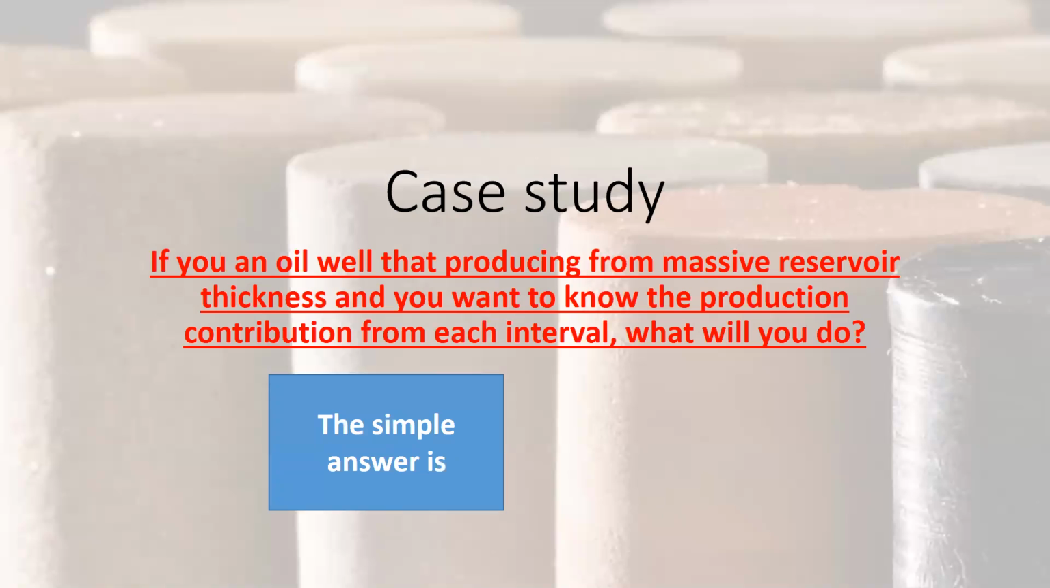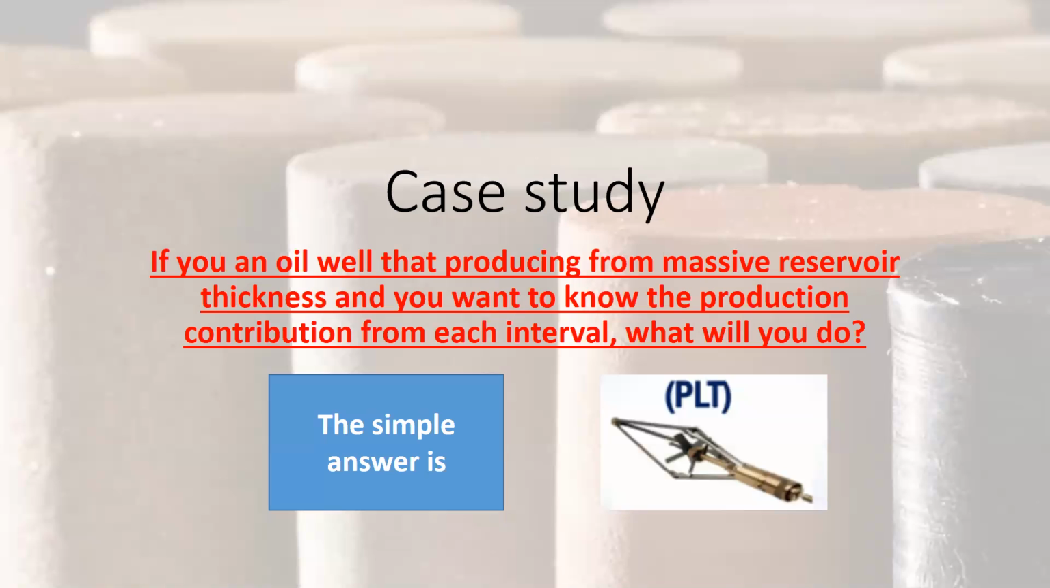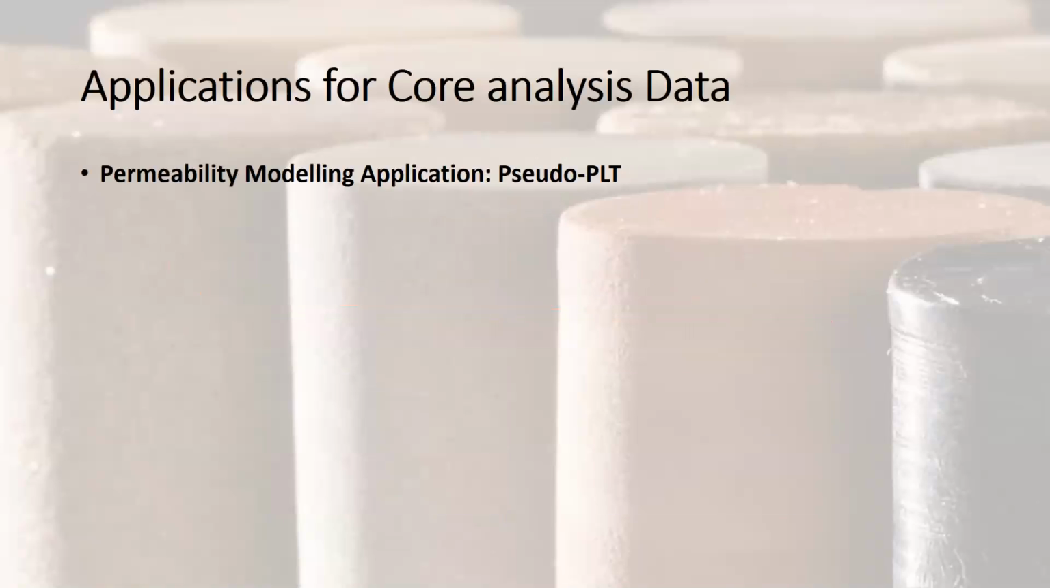All the petroleum professionals can answer this question. The simple answer is using a PLT, okay? But in some cases, we cannot run a PLT. Like we have a dead well, that means it can't produce naturally, okay? So in this case, we have complications to run a PLT. But the surprise is that if we have a core from this well, we can use the permeability measurements from the core data to get the contribution. How can we do that?